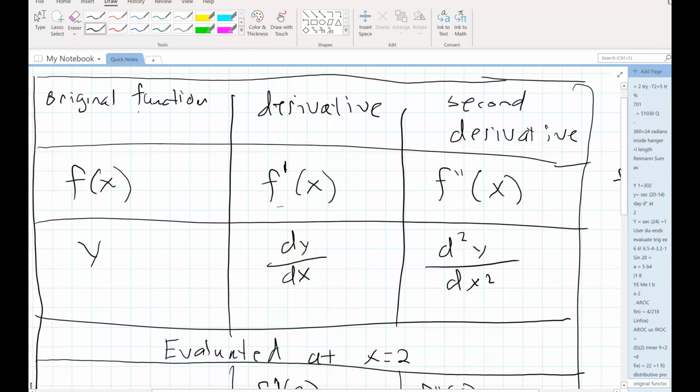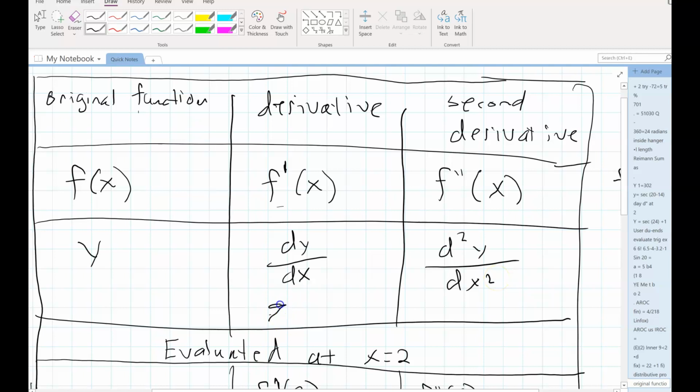Now the one that's a little bit tricky is the second derivative, and this notation looks a little bit funny. People have some trouble with it. It's d squared y over dx squared. The reason it's written like that is because you're taking the derivative twice of y with respect to x twice. That's why we're squaring the derivative on top and squaring the x on the bottom.